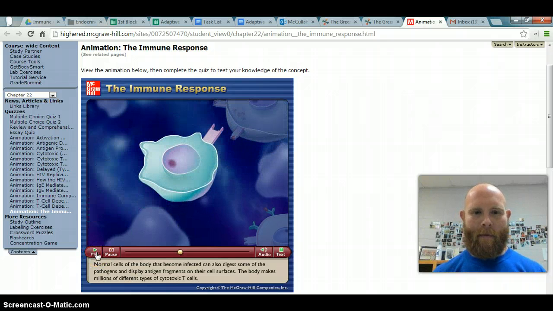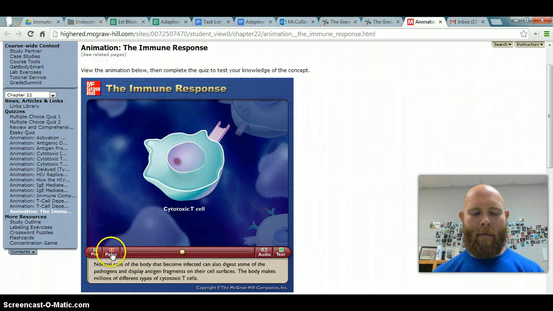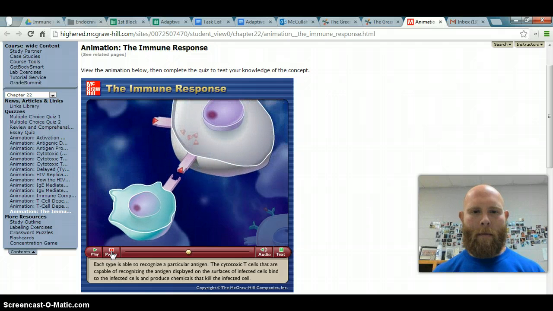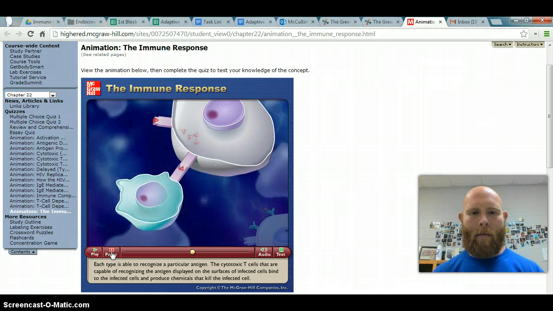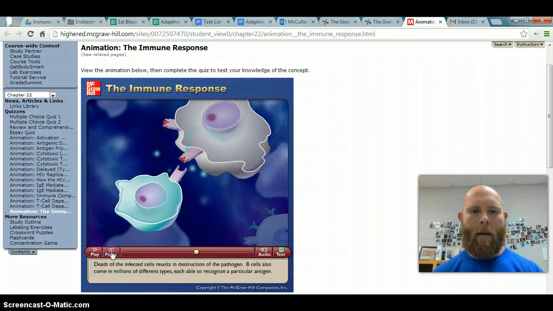The body makes millions of different types of cytotoxic T cells. Each type is able to recognize a particular antigen. The cytotoxic T cells that are capable of recognizing the antigen displayed on the surfaces of infected cells bind to the infected cells and produce chemicals that kill the infected cell. Okay, like I said, we have cytotoxic T cells that stay in circulation for a long time that are specific, because you can see on the animation they have to have a specific shape to bind and recognize a specific antigen from a foreign pathogen.